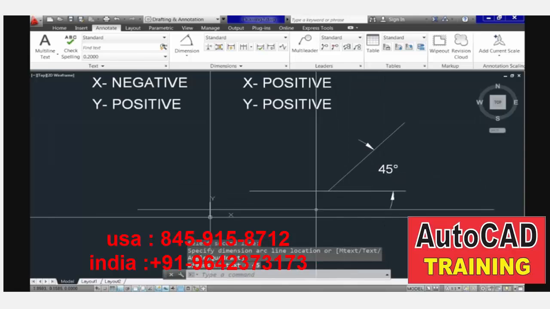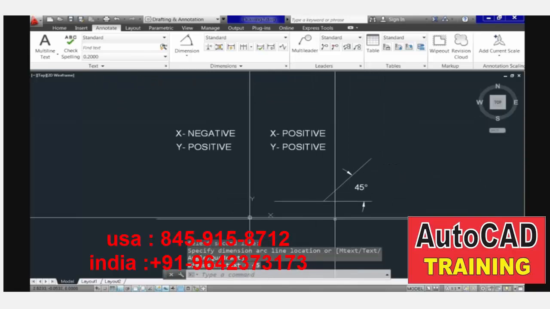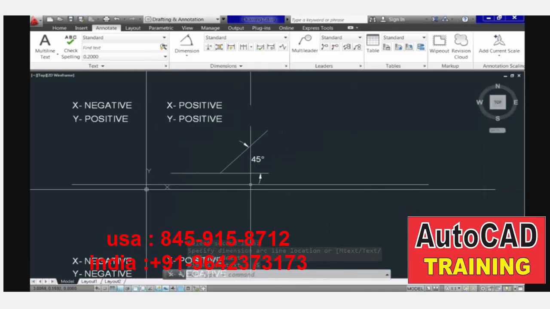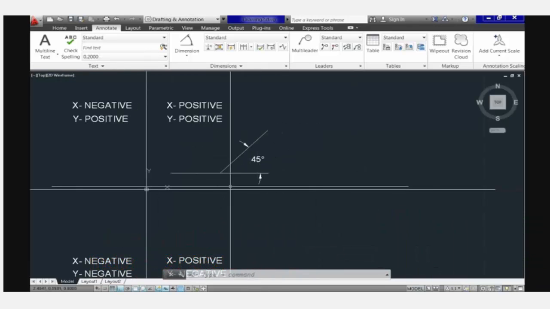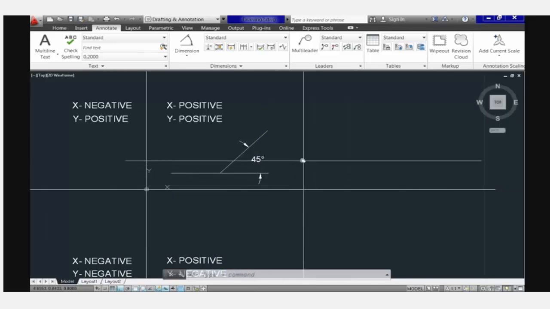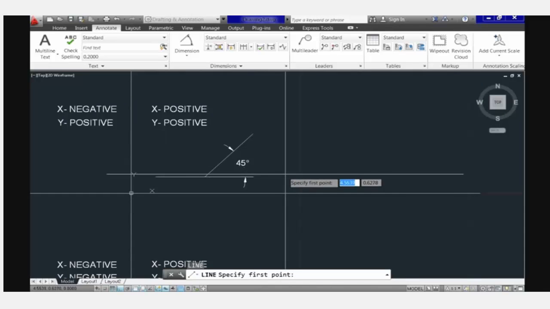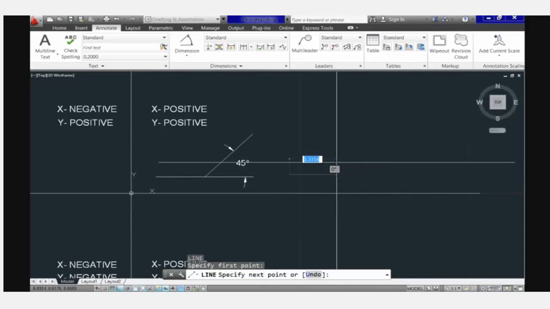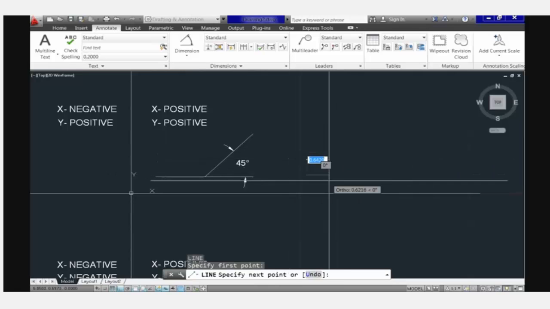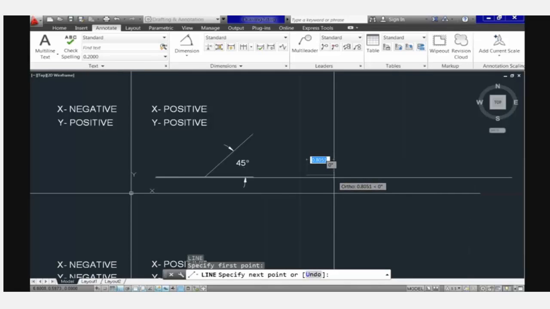Let's go ahead and repeat how it is done. When you want to do it, first of all, you use the length of the segment or the line. I'm going to use now line, specify first point, this point. Now I enter the value or the length for that. I want it to be 6.